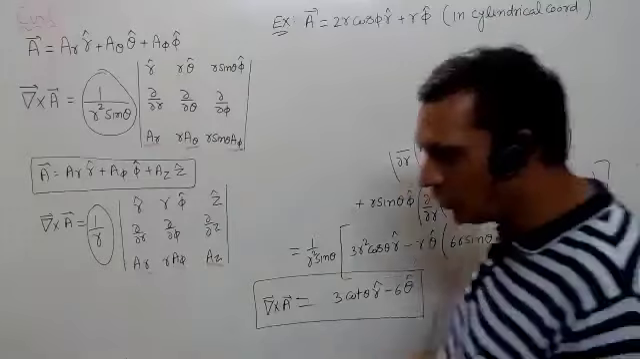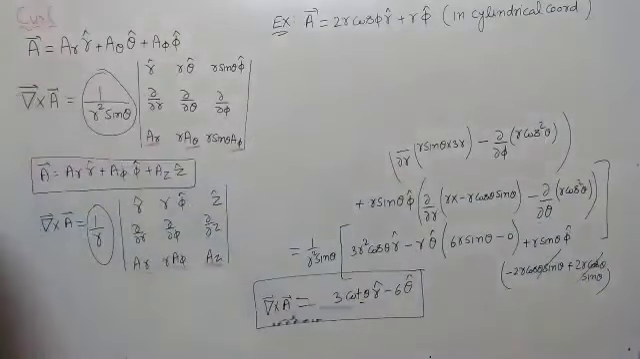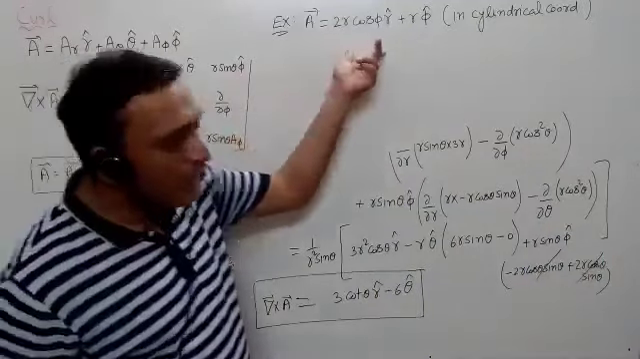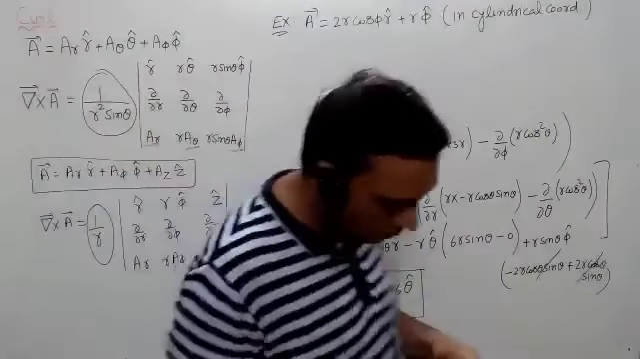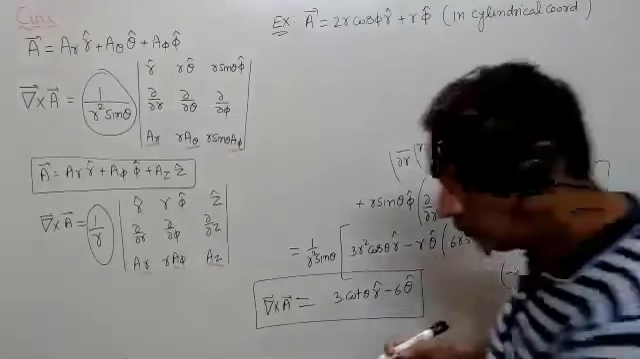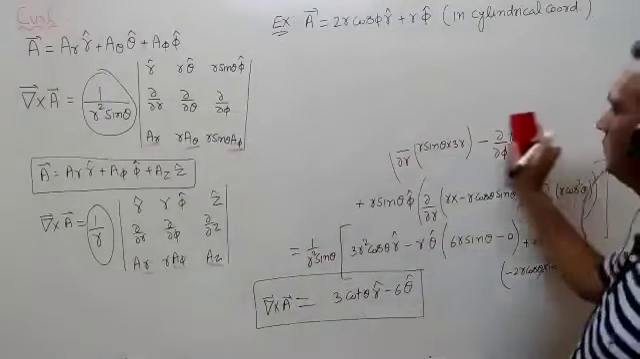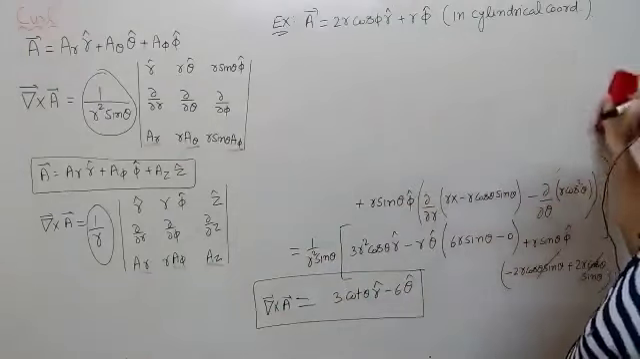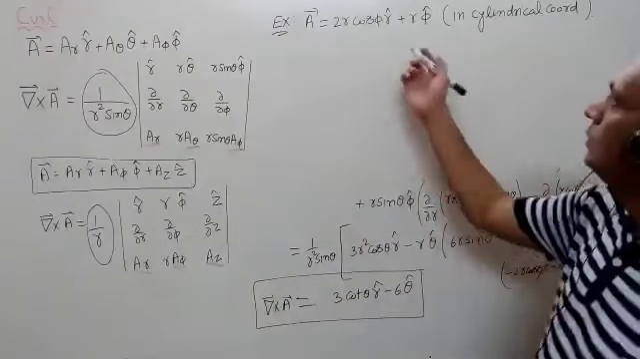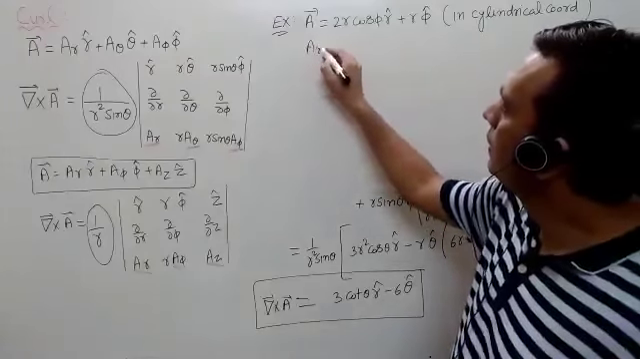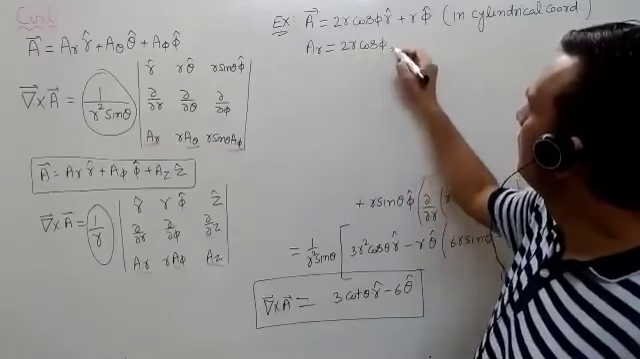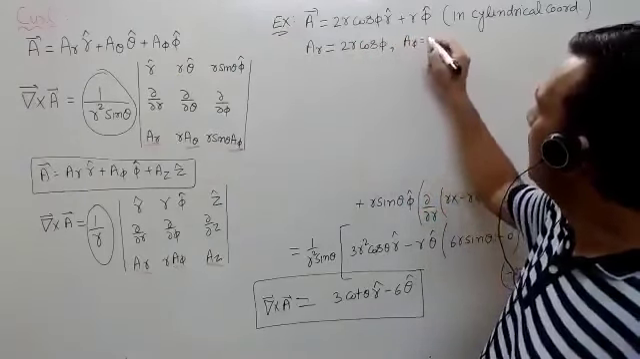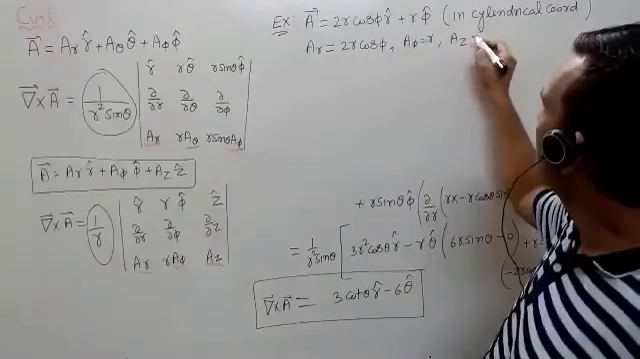Next example in cylindrical coordinate. So you have twice r cos phi r cap plus r phi cap. You have to find curl in cylindrical coordinate system. So in cylindrical coordinate, AR is twice r cos phi, A phi is r, and AZ is 0.